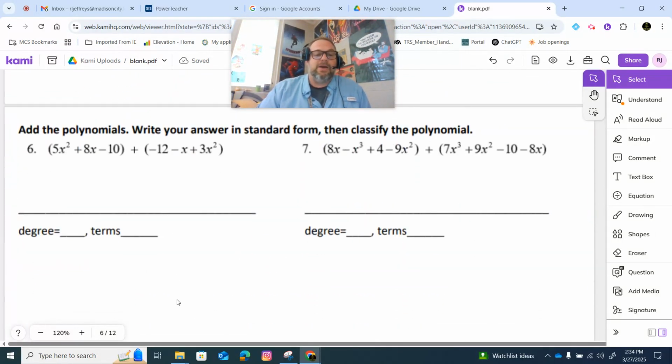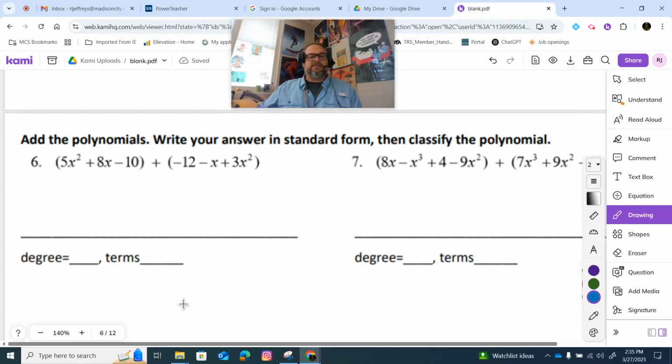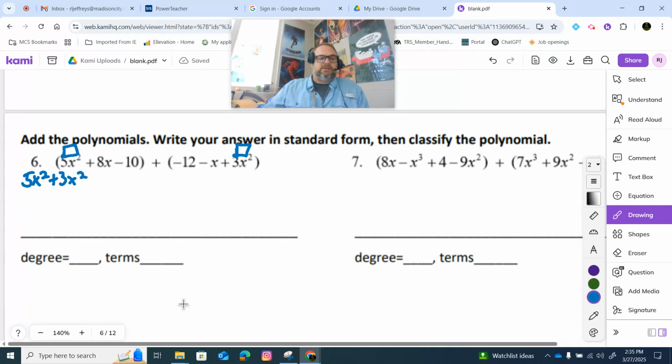All right. So now we're going to do this. Hopefully, I did not use exactly the same problem. If I did, this is going to be kind of funny. All right. So, what's our biggest one? To the x squared, right? So, we're going to have 5x squared plus 3x squared. And the lone wolf calls for the rest of the wolf pack.